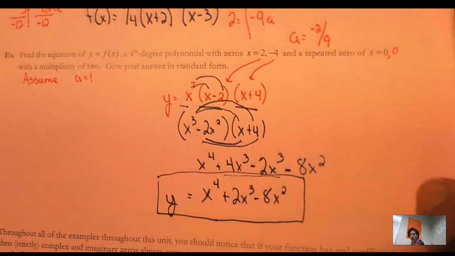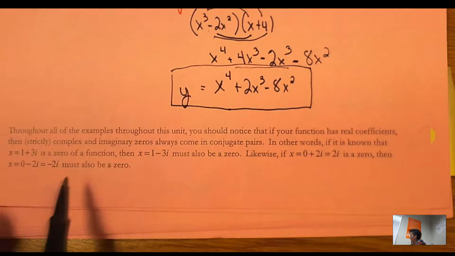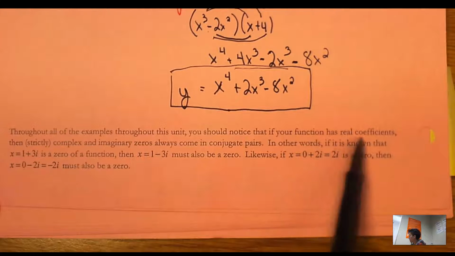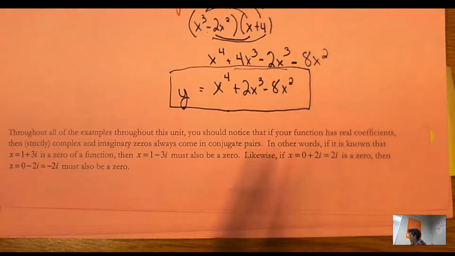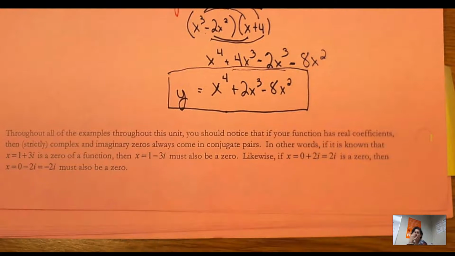This is our challenge problem. So there was an extra credit video that I showed at the beginning of the year. This is a challenge problem, and it's not necessary to watch, but maybe some of you want to. So throughout all the examples throughout this year, you should notice that if your function has real coefficients, then complex and imaginary zeros start to pop up, become what we call conjugate pairs.